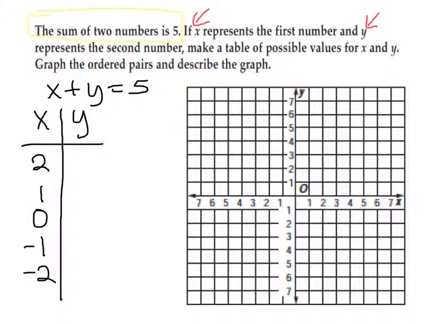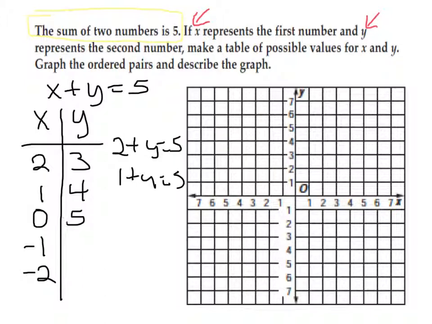So wherever there's an x, I'll put 2. 2 plus y is equal to 5. Using mental math, the answer must be 3. And I'll continue all the way down the chart. 1 plus y is equal to 5. Y must be 4. And I continue going down the chart. Plug in 0 for x, 5. If I plug in -1, y should be 6. And if I plug in -2, y should be 7.